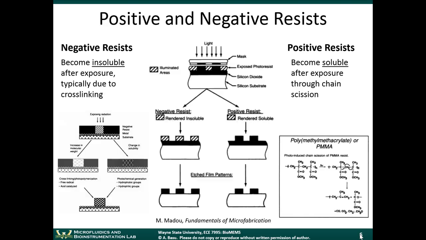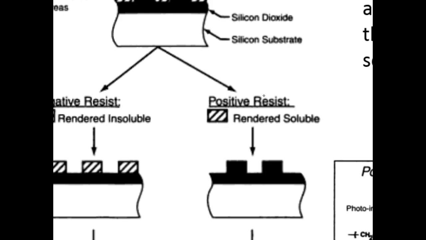All right. Let's talk a little bit about resists. There's positive and negative photoresists. As I mentioned before, the negative resists become insoluble after exposure, typically due to cross-linking. Positive resists become soluble after exposure through something called chain scission. Let's zoom in here and take a look at some of these things.